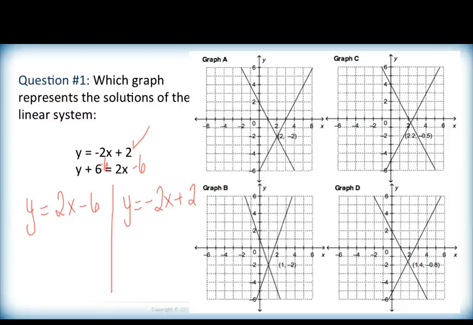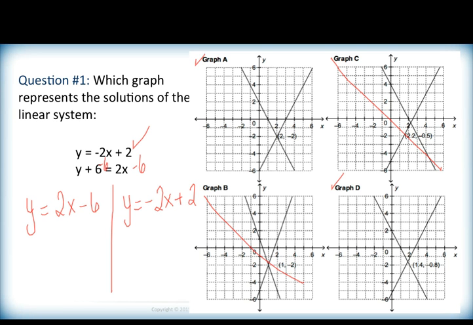If we look at graph A, this does indeed have a y-intercept of 2, so this could be an option. Graph B does not have a y-intercept of positive 2. It actually has positive 1, so that is gone. Graph C is also eliminated because it has a y-intercept of 4. Graph D also has a y-intercept of positive 2 on a decreasing line. So we have options A and D left.